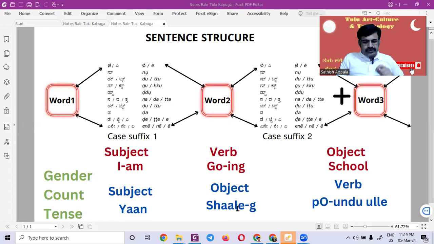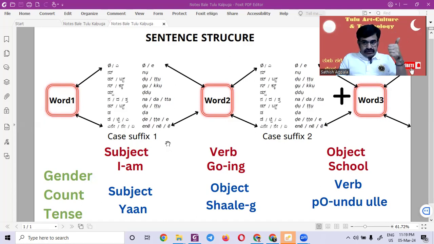ಪೋವೊಂದುಲ್ಲೆ ಶಾಲೆಗೆ, and that's also meaningful, but the formal communication is ಯಾನು ಶಾಲೆಗೆ ಪೋವೊಂದುಲ್ಲೆ. Subject, object and verb. In subject and object you can add as many objects. ಯಾನು ಶಾಲೆಗೆ ಬಸ್ ಇಡು ಪೋವೊಂದುಲ್ಲೆ, ಯಾನು ಶಾಲೆಗೆ ಬಸ್ ಇಡು ಕಾಸು ಕೊರ್ದು ಟಿಕೆಟ್ ದೆತ್ತೊಂದು ಪೋವೊಂದುಲ್ಲೆ. You can keep on adding, but you have to identify the subject and use it properly.